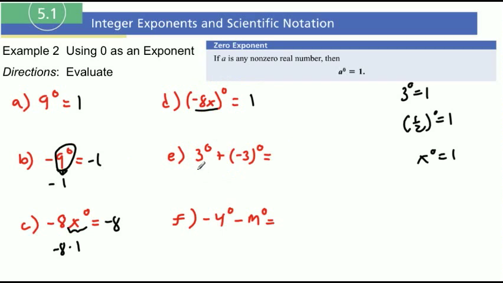3 to the power of 0 is 1. Negative 3 to the power of 0 is 1. So add those and I get 2. Negative 4 to the power of 0. Well, the only thing raised to the power of 0 here is the 4. So now this is negative 1, because 4 to the power of 0 is just 1, but then you tack on the negative. M to the power of 0 is just 1, but then you bring down the negative. So negative 2. Parentheses make a tremendous difference there, because that means everything inside the parentheses is the base. This whole thing is being raised.